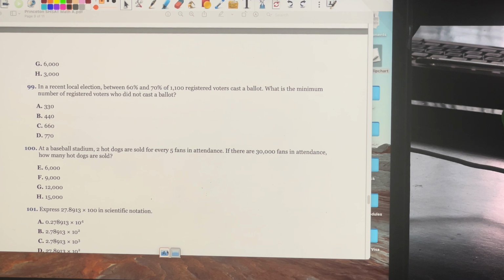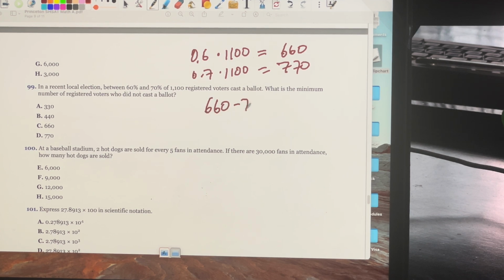So if I do 0.6 times 1100 and then 0.7 times 1100, let's see what that gets me. 0.6 times 1100 gives me 660. And then 0.70 times 1100 gives me 770. So that means between 660 and 770 people voted.